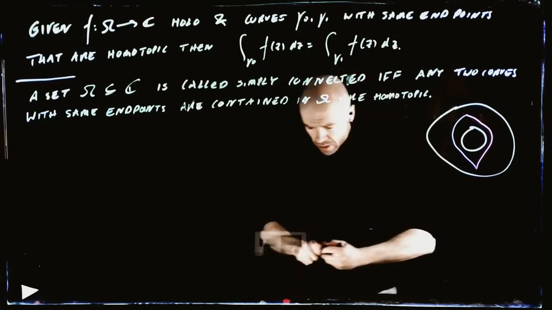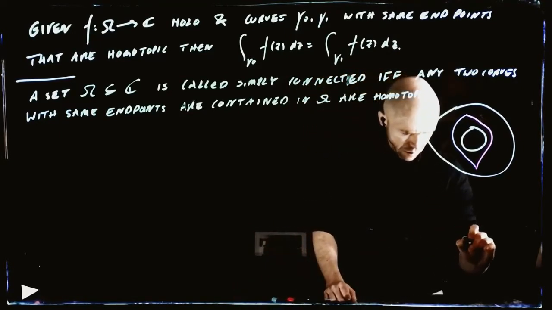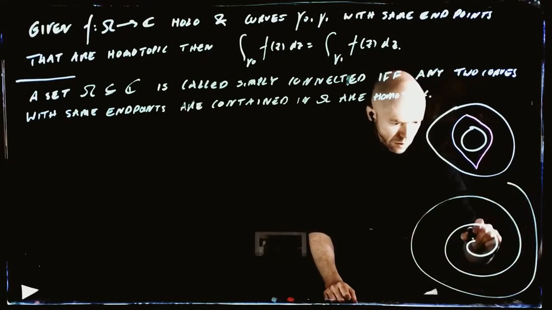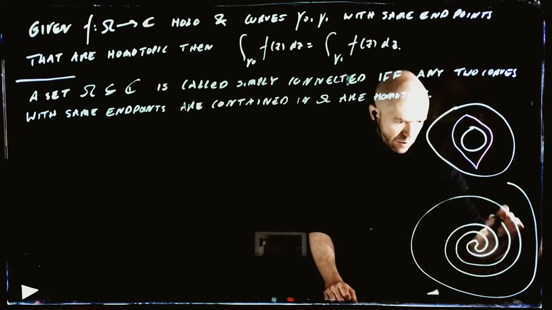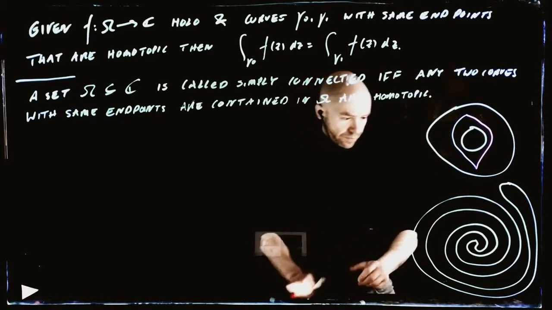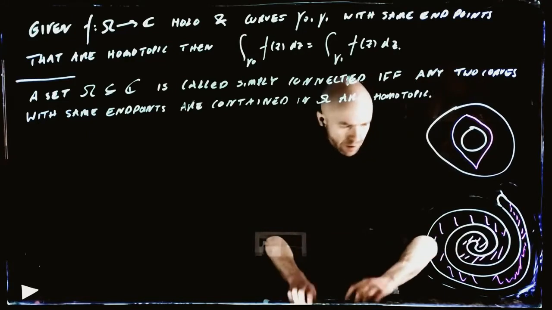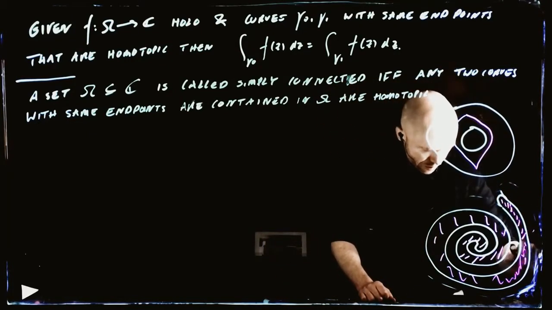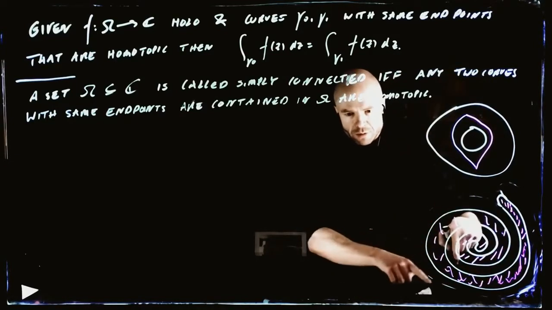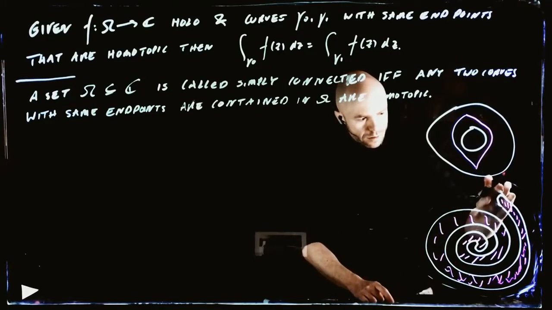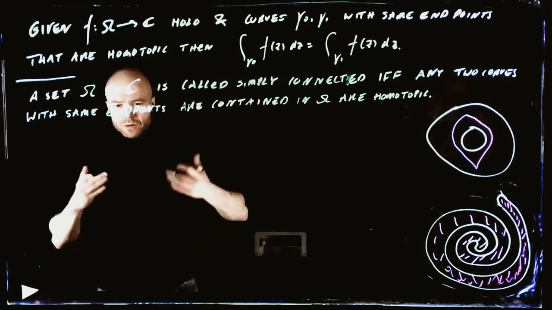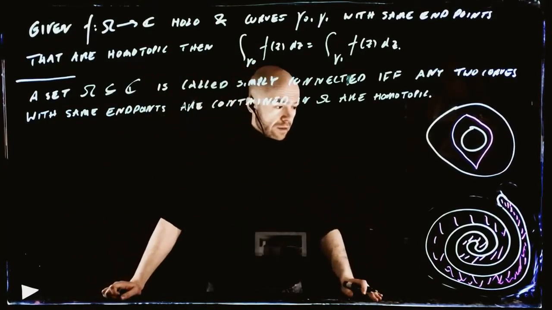So if you have a set like this, it is a simply connected set, because if we have any two curves inside this with the same endpoints, we can indeed smoothly deform one onto the other. Yeah? So for things like this, we can now do the general theorems of complex analysis.